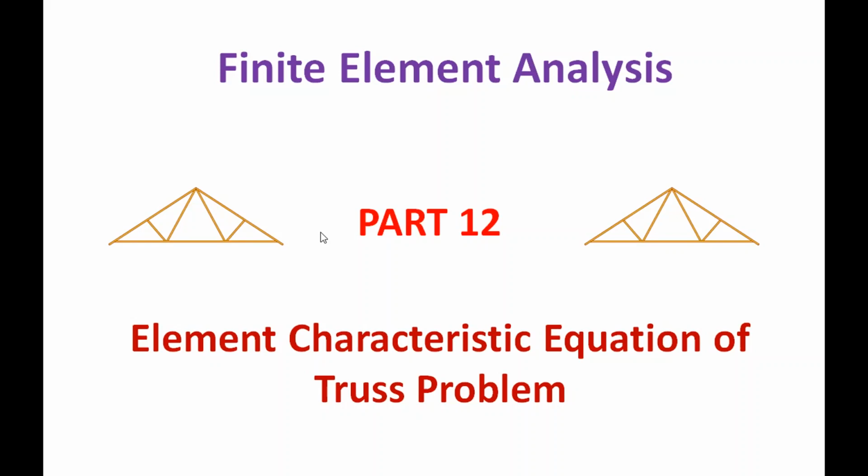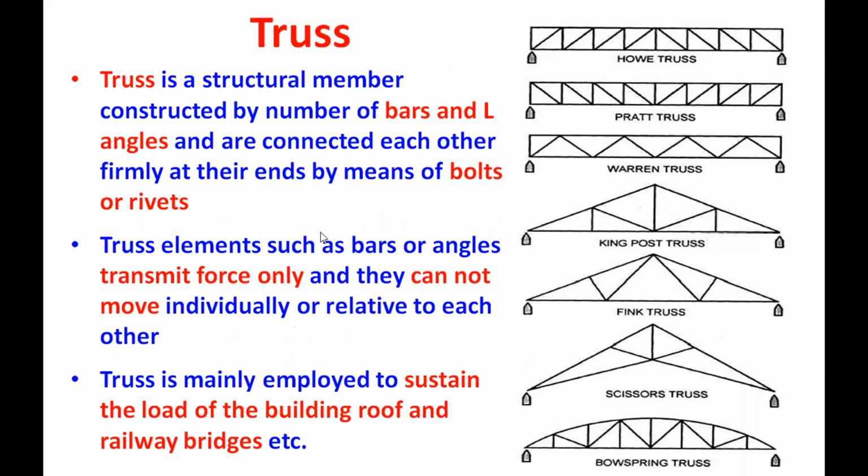Before going to the finite element part, we will see what a truss is and what the various types of trusses are. A truss is a structural member constructed by a number of bars and L angles. The bars and L angles are connected at joints. The joints are bolts or rivets. Truss elements are nothing but the bars and the L angles.